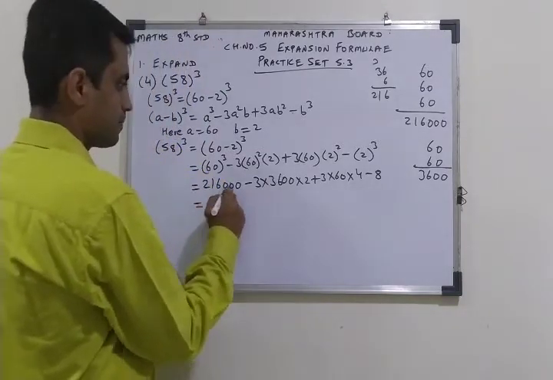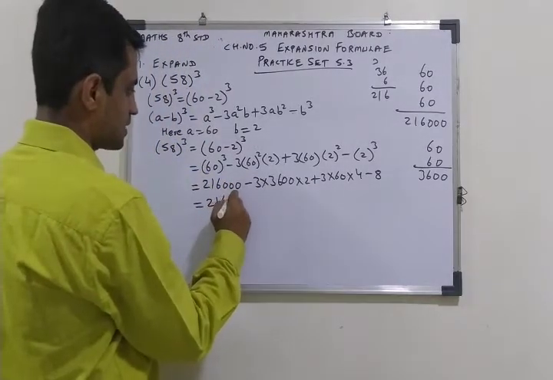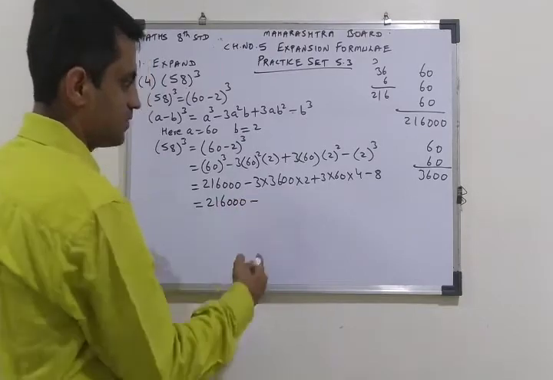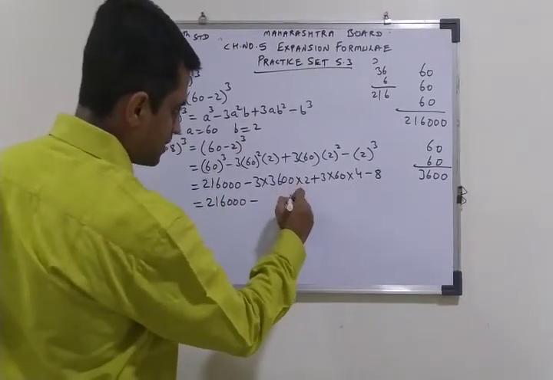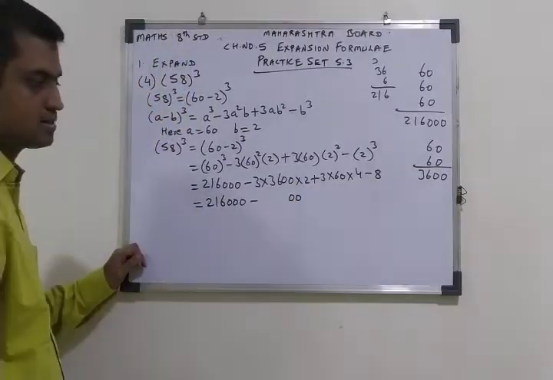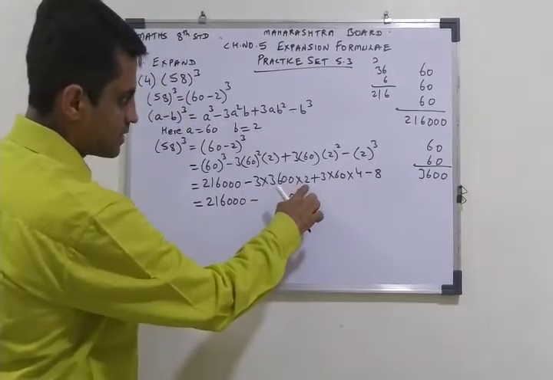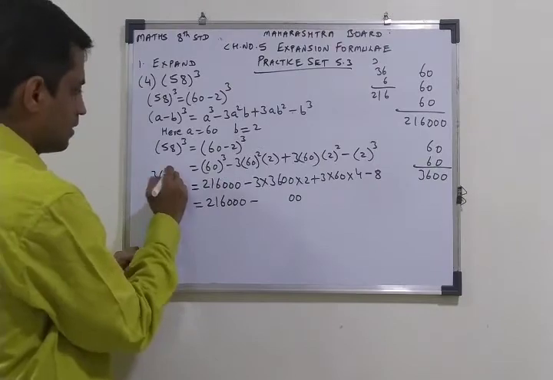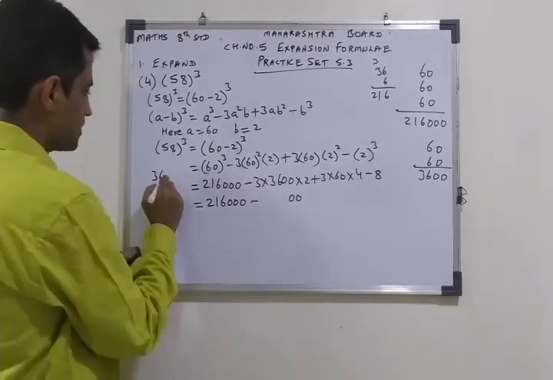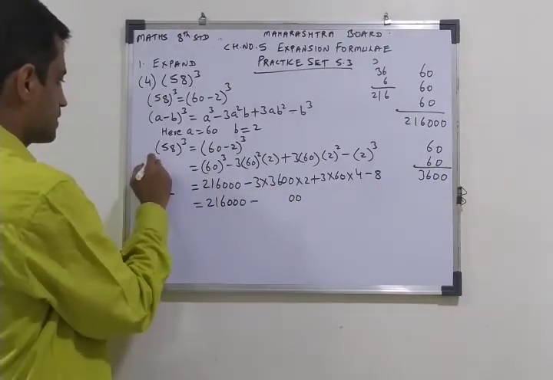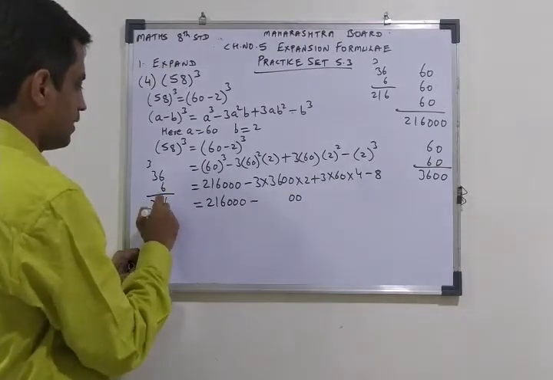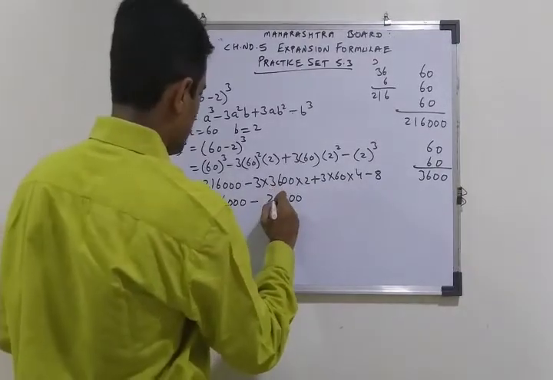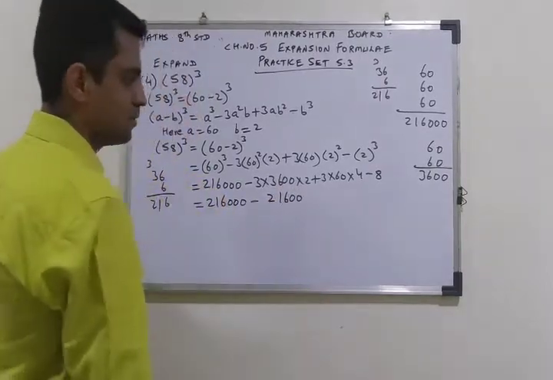Now after this, 216,000 minus, we have to multiply everything. So first, in advance, we are writing 0 here. 3 2s are 6. 36 into 6. 6 6s are 36. 6 3s are 18, 19, 20, 21. So what will we get? 21600.